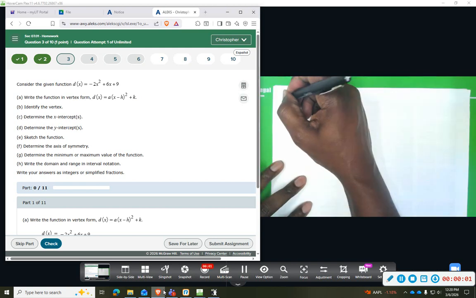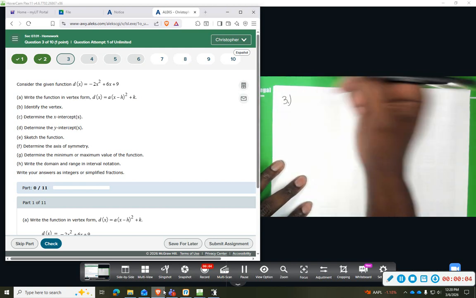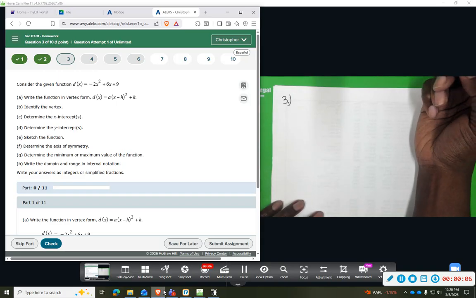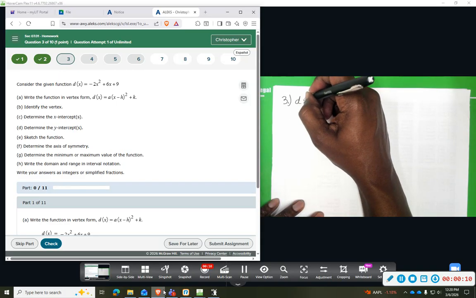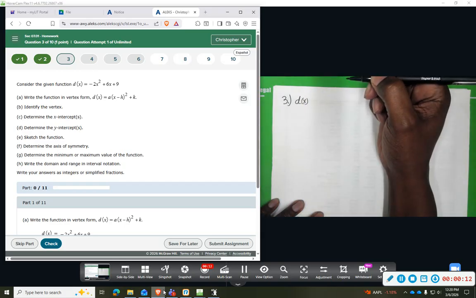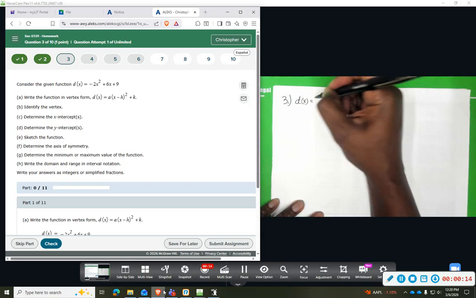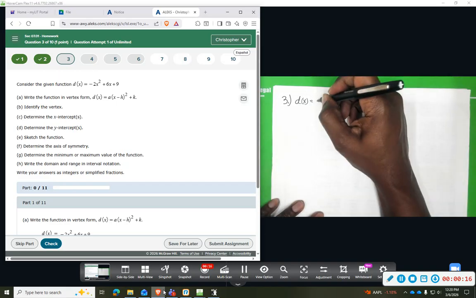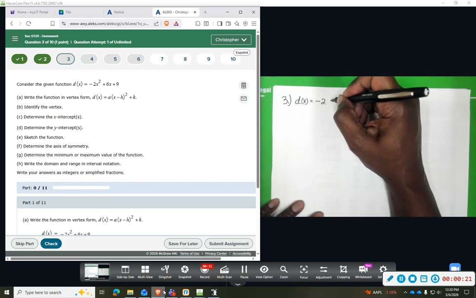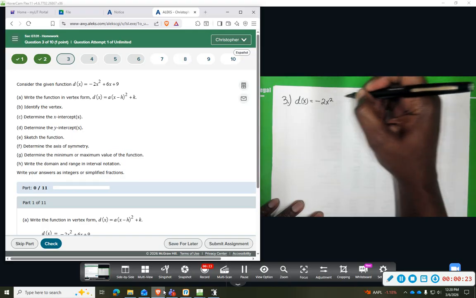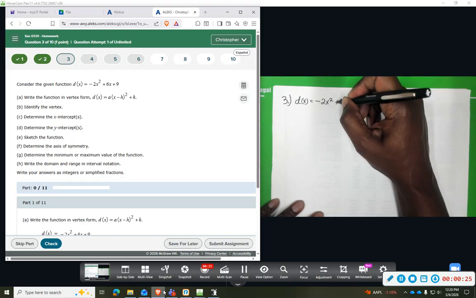All right, number 3. This is going to be a process, so just bear with me. We are given the function in standard form, and we want to convert it to vertex form. The only way to do that is by completing the square, and it is quite a process. That's why we don't do it very often, but we're required to do it here, so I'm going to walk you through that whole process.